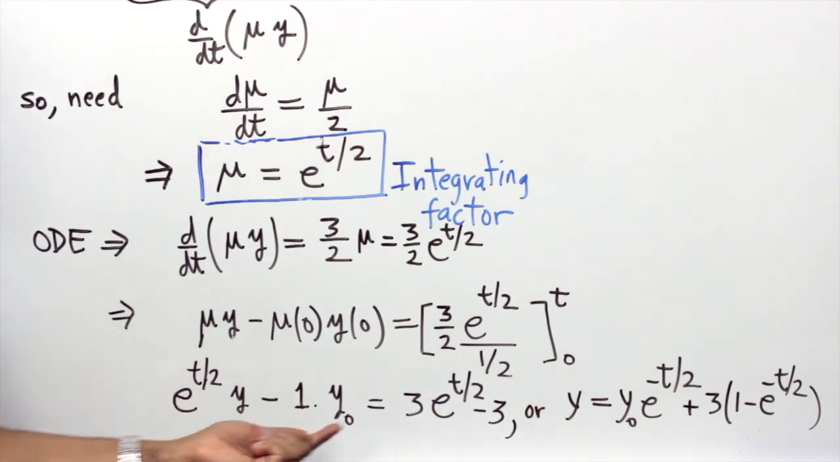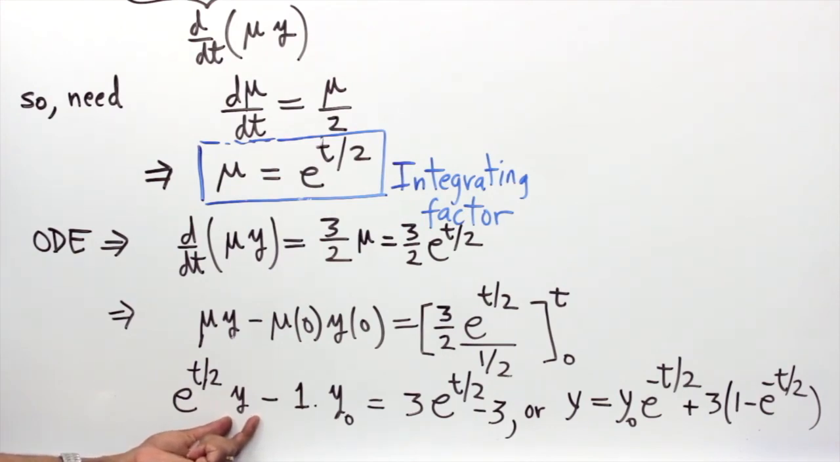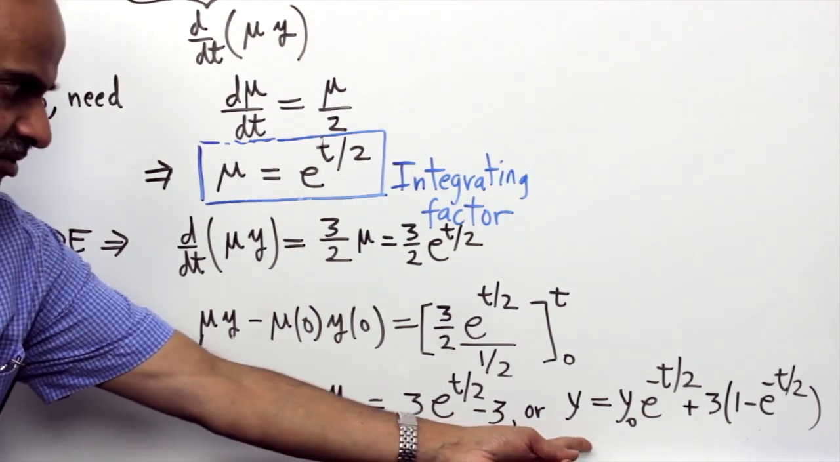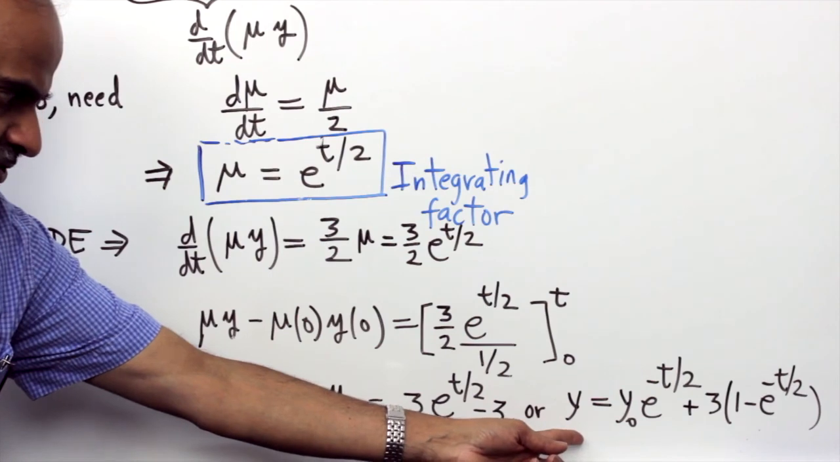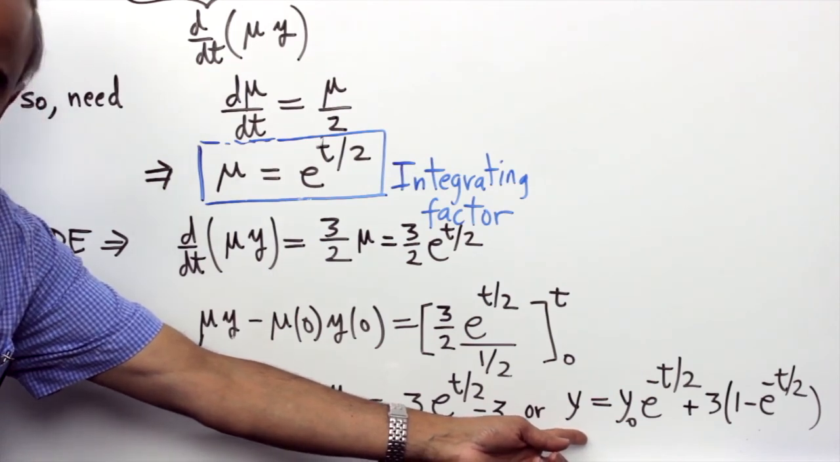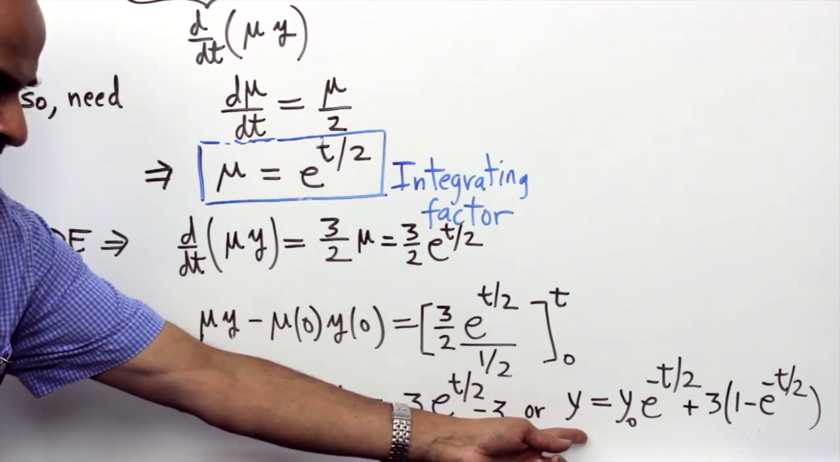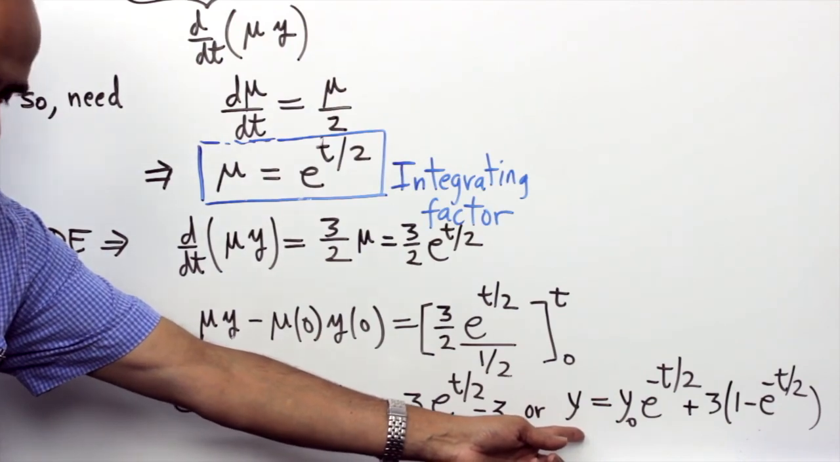We can just rearrange it in terms of y, and that we can do by pre-multiplying everything by e to the minus t over 2, so that would remove this factor, and that will give us this solution as shown there at the far end. And this solution we can compare with the solution we had obtained with the previous method, and you will see that we have obtained exactly the same solution.